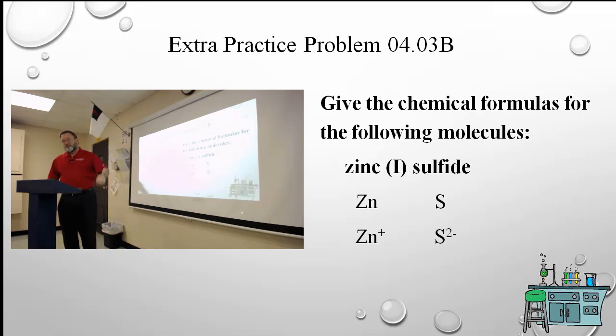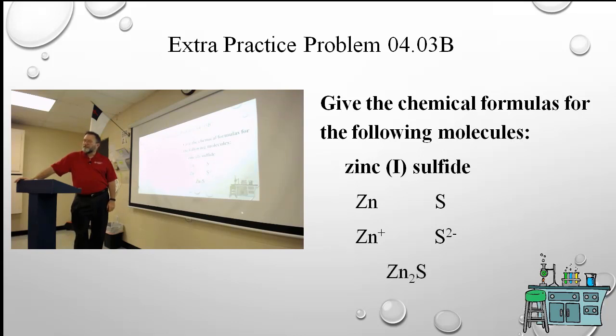Sulfur is a column 6 element, right? So it wants to gain 2 more, so it becomes a 2 negative charge. So the zinc and sulfur are the atoms in play. Zinc plus 1 and sulfur 2 minus are the ions in play. How do these combine to form zinc 1 sulfide? Is it going to be Zn2S? Yep. Zn2S, zinc sulfide, zinc 1 sulfide.